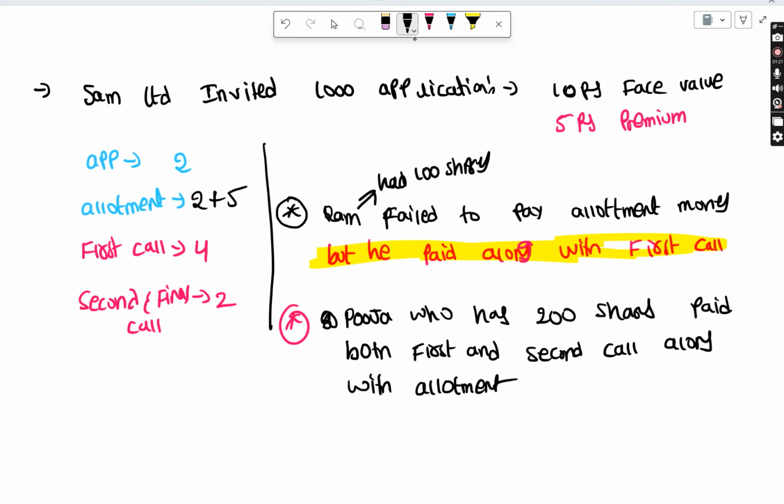Did you guys understand the question, or any doubt? So Ram, who has 100 shares, failed to pay the allotment money, but he paid the allotment money and first call both at the same time. Any doubt in the question?